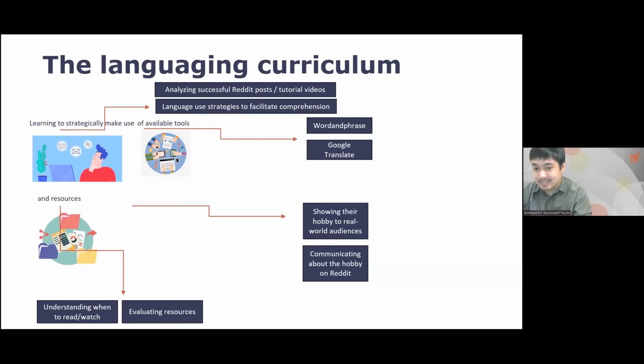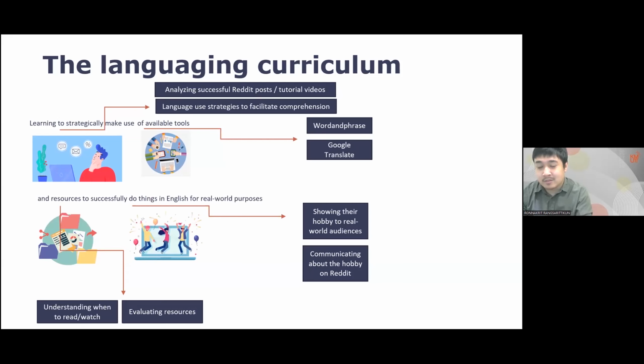And with resources, we got them to understand when to read and when to watch. We help them evaluate resources. We show them how to search effectively. So it's part of strategy as well.